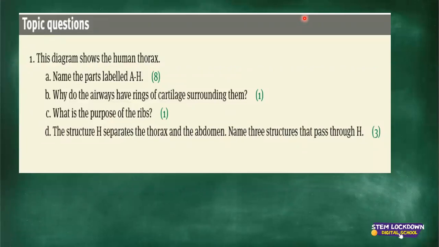Number 1, this is extracted from the Via Africa Grade 12 Life Sciences textbook. You can go through it. I got mine from Snaplify, so download Snaplify. The books are free until December this year. A, name the parts labeled A to H. So you're showing the human thorax. Label the parts named A to H.